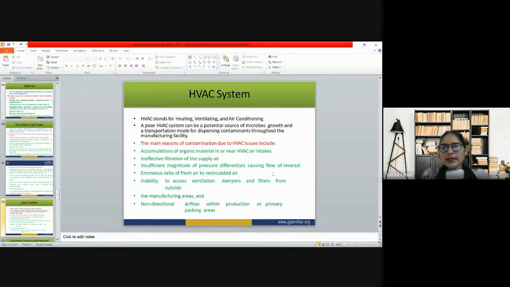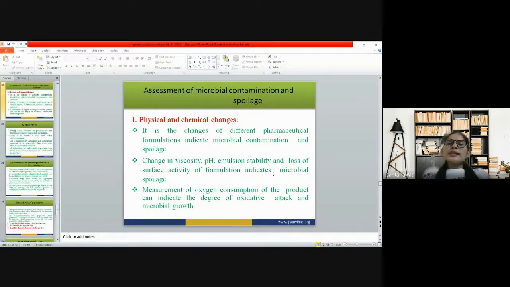ineffective filtration of the supply air, insufficient magnitude of pressure differentials causing flow reversal, erroneous ratio of fresh air to residual air, inability to assess ventilation, dampers and filtration from outside the manufacturing area, and non-directional airflow within the production or primary packaging areas. Now, assessment of microbial contamination and spoilage.